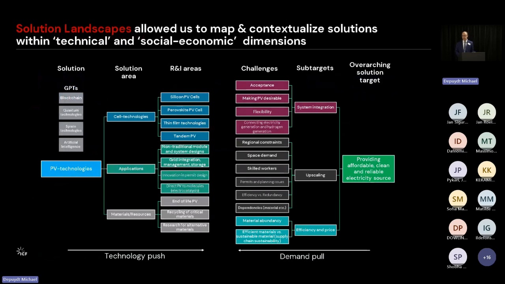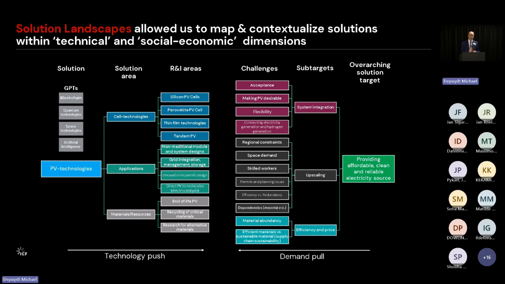Now here's an example of a solution landscape. I don't expect you to be able to read it all. Like I said, you should take a look at the report where we cover this in depth. But the key things here to understand are we've adopted a design that allows technology push on the left, coupled with demand pull on the right. And by adopting that sort of design, you can focus not only on the technology developments, but also on the enabling environment. And it allows us to clearly articulate the end goals of a particular solution. So you can see on the right, the provision of affordable, clean, and reliable electricity.